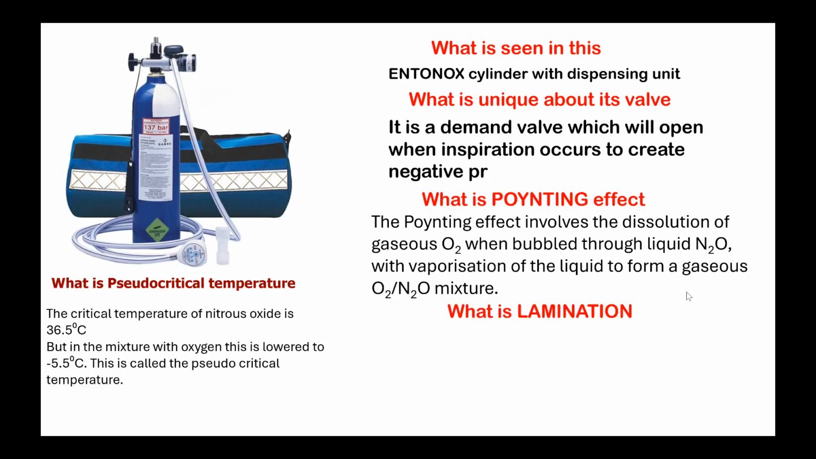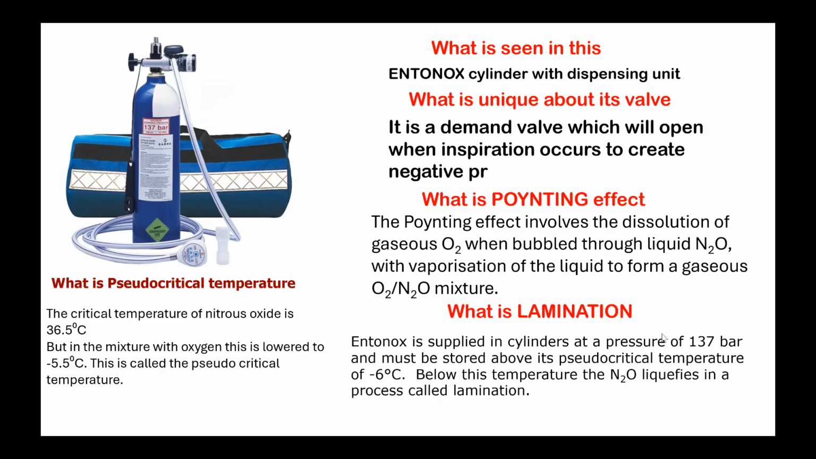What is lamination? Entonox is supplied in cylinders at a pressure of 137 bar and should be stored above the pseudo-critical temperature. Below that temperature, what will happen? Nitrous oxide liquefies; from the gaseous state it will become a liquid. This is called lamination.